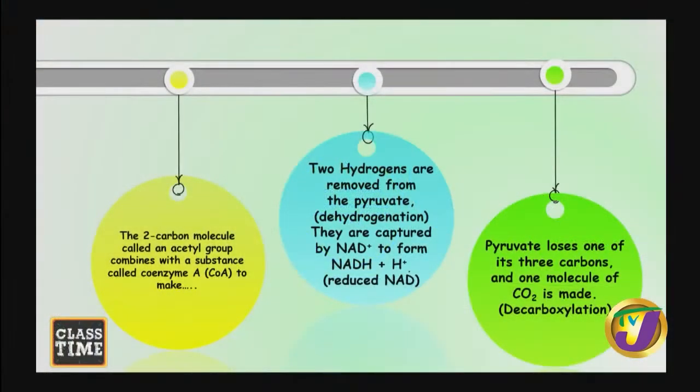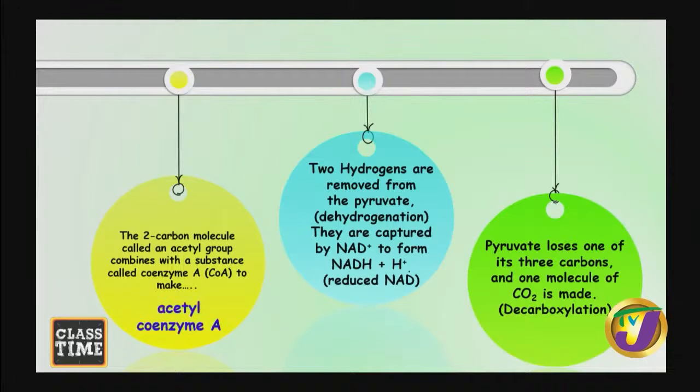Now, the 2-carbon molecule that is now made, called the acetyl group, will combine with a substance called coenzyme A. It is combining with coenzyme A to make acetyl coenzyme A. Nothing too fancy.